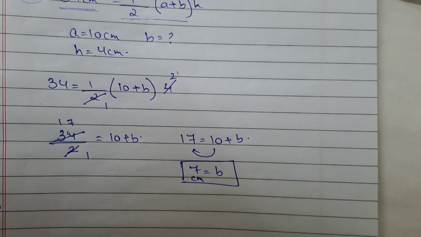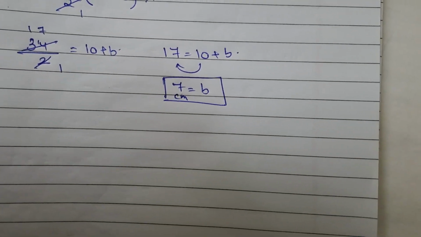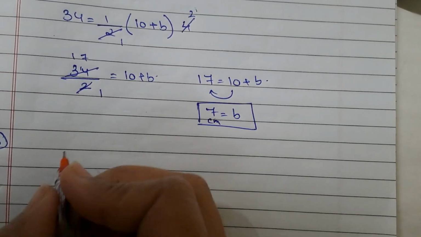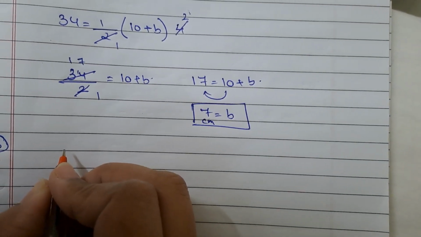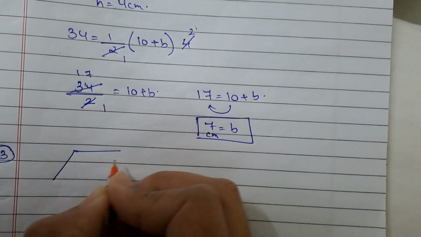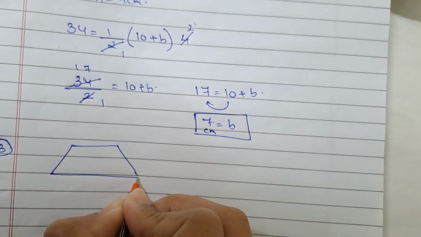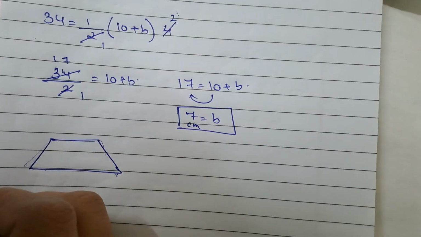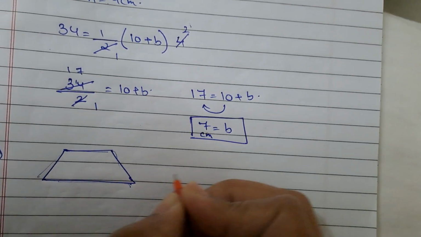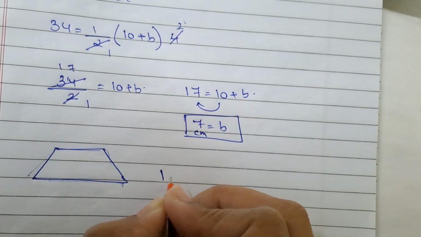Next, moving to the third question. It says that the length of the fence of a trapezium-shaped field ABCD is 120. Length of the fence, that means the perimeter he's talking about. Where will the fence be applied? The fence will be applied here, isn't it? So the length given for this is 120 meters.